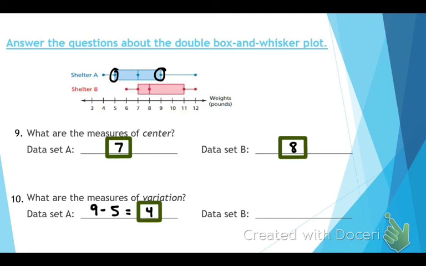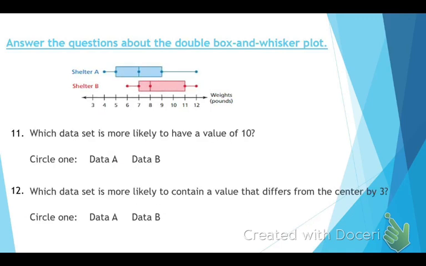AJ, what'd you get for data set B? 11 minus 7, and that equals 4. And that also equals 4. Good job, because remember, once again, all you're doing is taking the upper quartile and subtracting the lower quartile, and that helps you to find the IQR or the variation. How many of you got both of those correct?